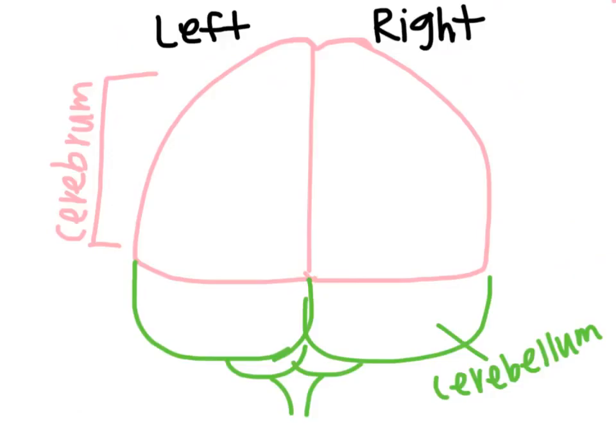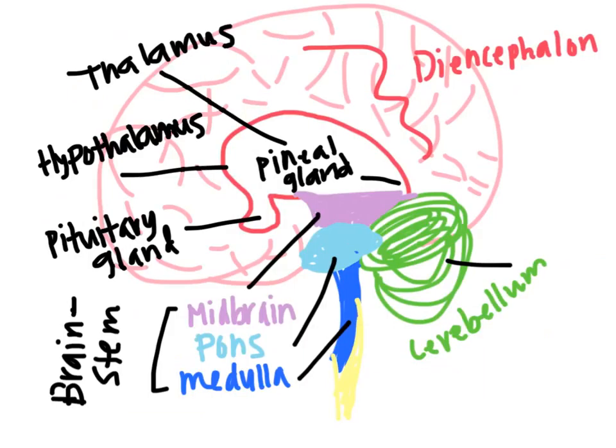Our brain is split into the left hemisphere and the right hemisphere. Our left hemisphere controls what the right side of our body does, and our right hemisphere controls what our left side of the body does. A deeper look at our brain shows that the diencephalon includes the thalamus, hypothalamus, pituitary gland, and pineal gland. Our brainstem includes the midbrain, pons, and medulla, and our cerebellum is located at the bottom, low backside of our head.